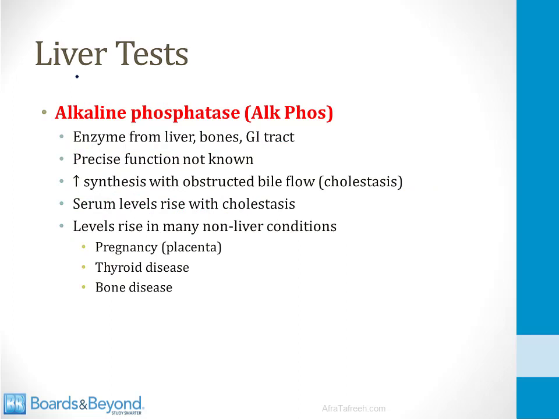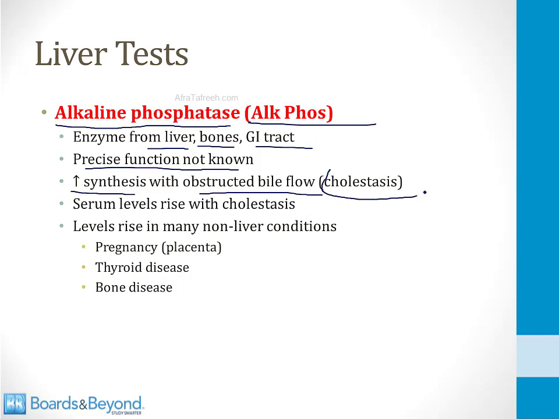The next blood test used to assess the status of the liver is measurement of the serum level of the enzyme alkaline phosphatase, which most people just call ALKPHOS. This is an enzyme that comes from the liver. You can also find it in bones and also in the GI tract. Its precise function is actually not known, even though it's been used for a long time to assess the function of the liver. And the most important thing to know about this enzyme from the point of view of the liver is that there is increased synthesis of this enzyme with obstructed bile flow, which is called cholestasis.